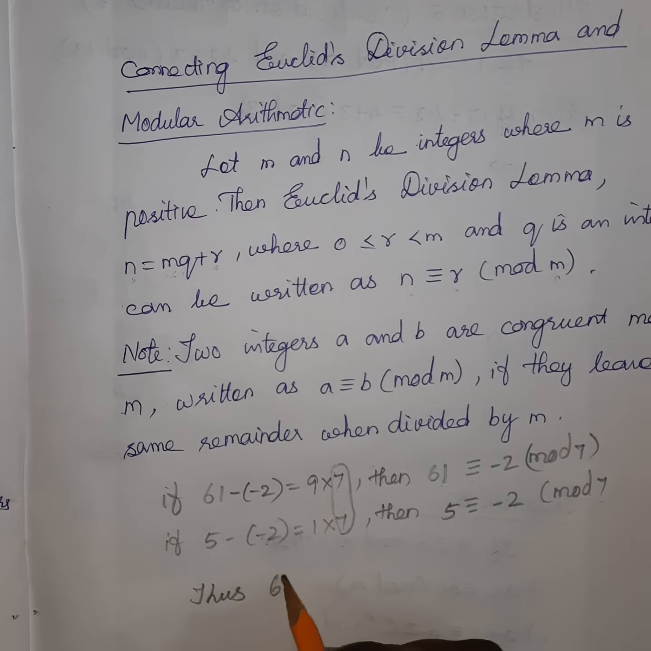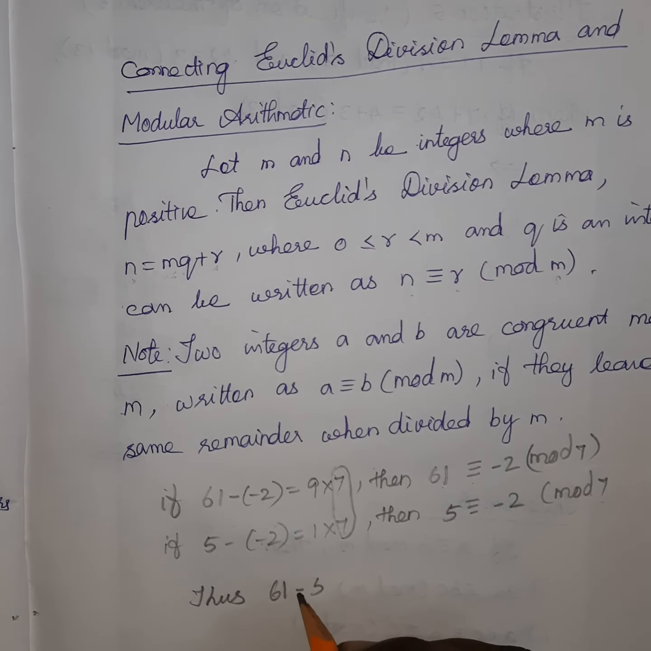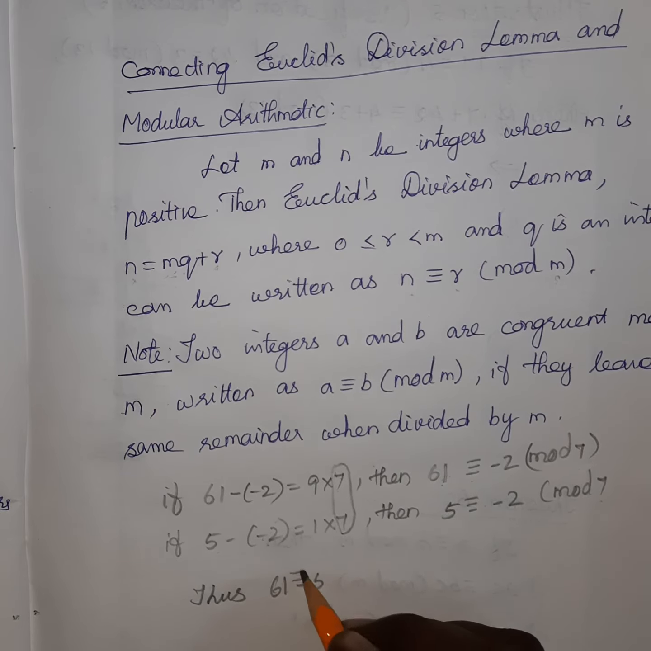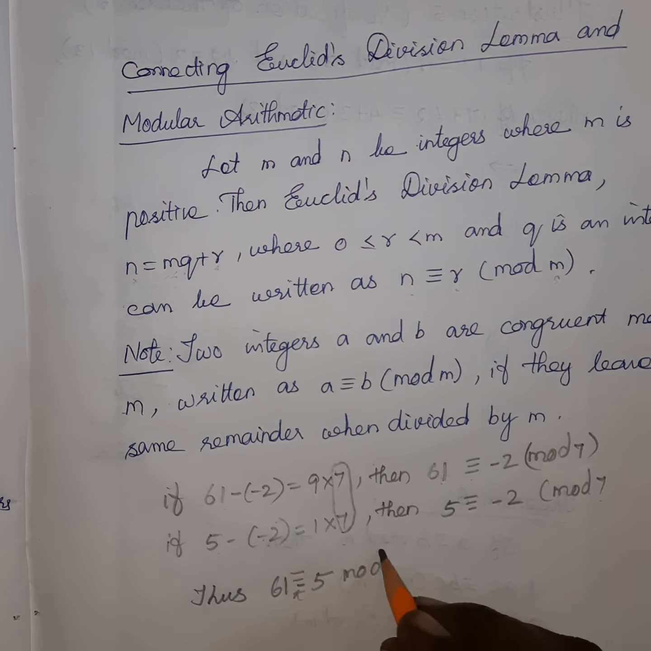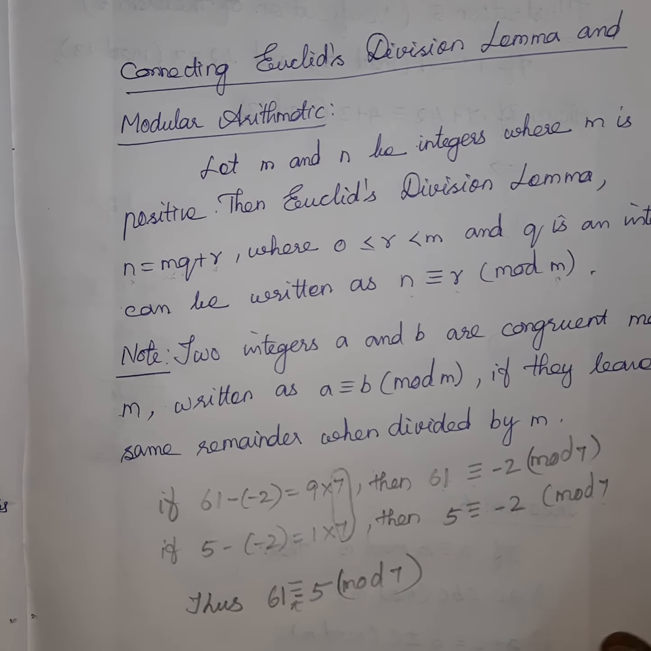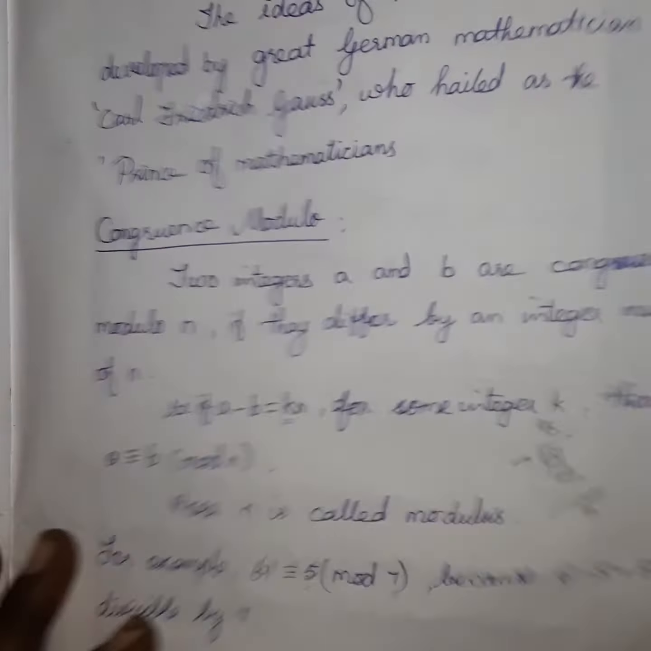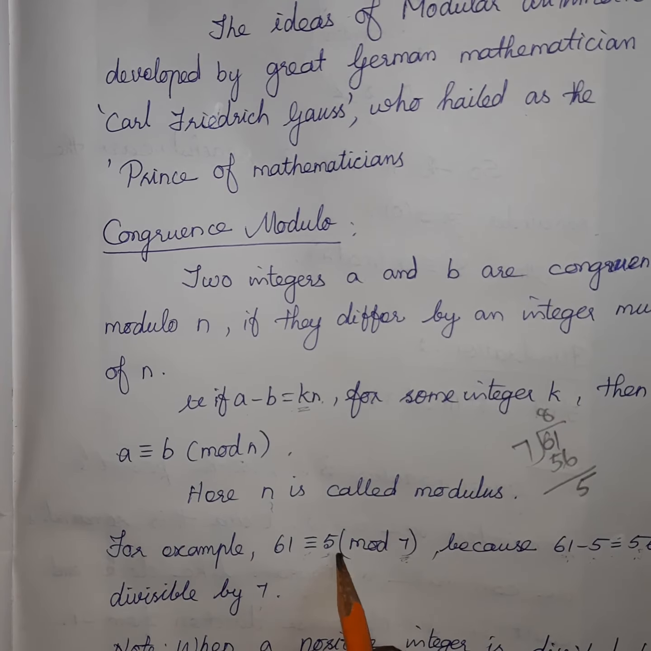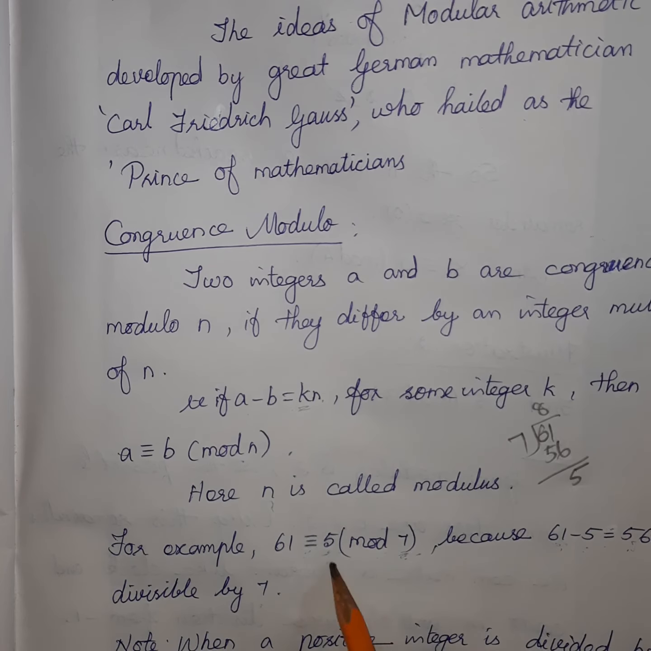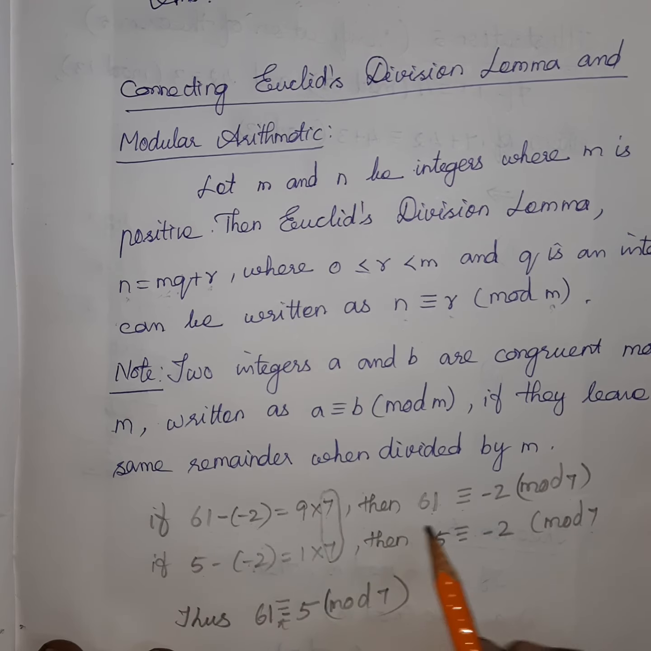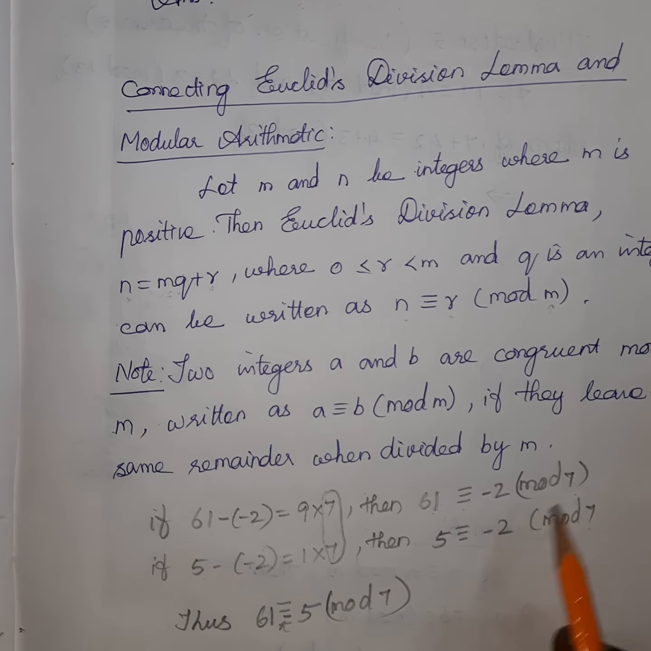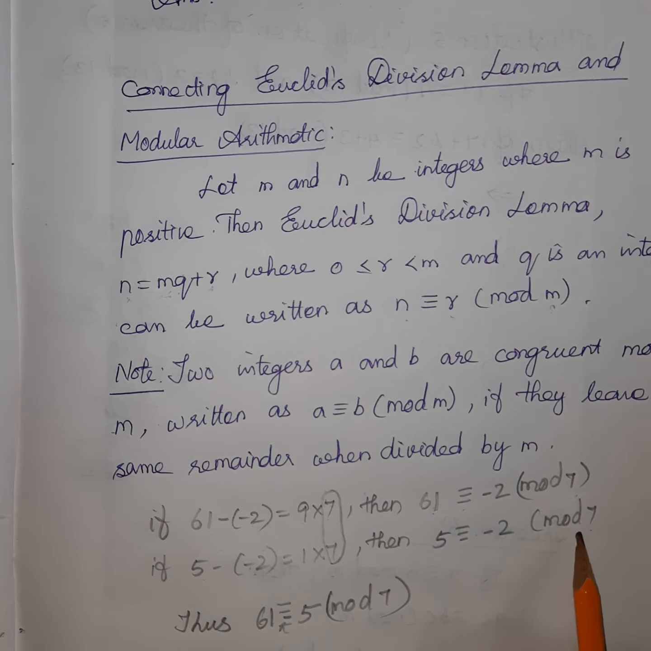Okay, since we are getting the same remainder, we can write that 61 is congruent to 5 mod 7. That is the example we learned at the first. 61 is congruent to 5 mod 7. The example we can write this way also: 61 congruent to minus 2 mod 7 and 5 is congruent to minus 2 mod 7.